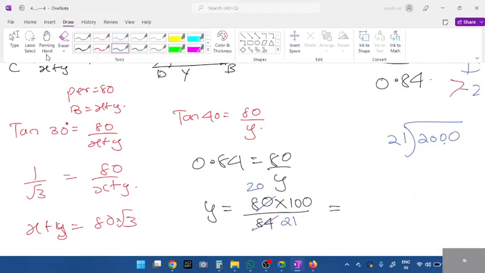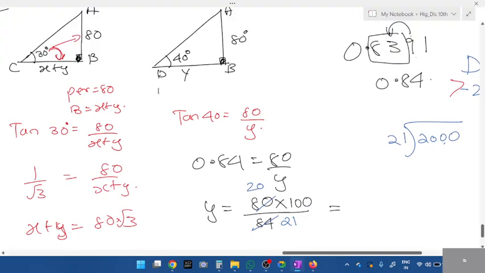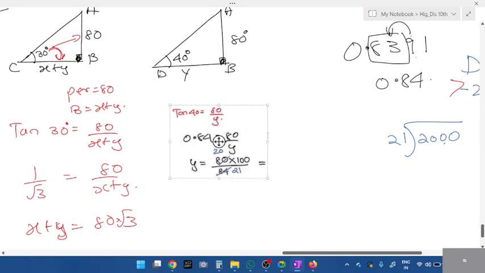If you feel this is tough, even if you use cot, tan 50 will be a decimal value. Okay, we'll do one thing. We'll keep this aside. We feel this calculation is tough. Only this part we will convert to cot value. Let us apply cot value.